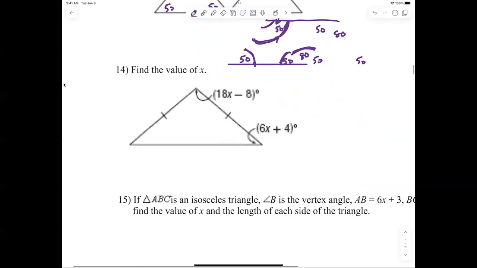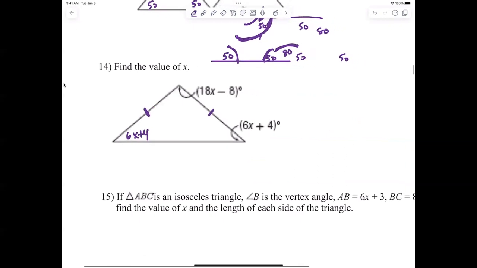Perfect. All right. Well, you just have to understand that this right here is 6x plus 4, right? Yeah. Because that's an isosceles triangle, the base angles are equal. So it has to be 6x plus 4. All right. And then they have to add up to what? 180. So the 4 and the negative 8 cancel. So that's just 30x equals 180, correct? Everybody good with x equals 6?